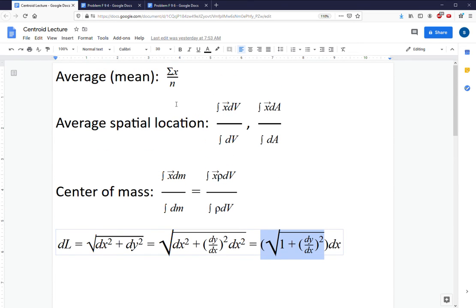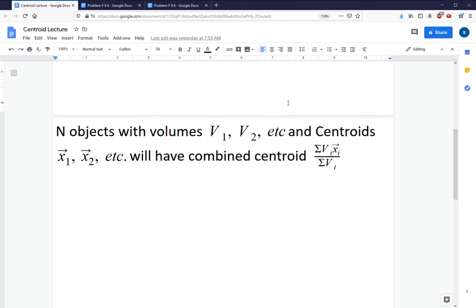Now, all of this right here works if you have a single well-defined object. But sometimes you don't. Sometimes you have an object that has all sorts of boundary conditions and what have you. Sometimes it's easier to take an object and break it up into individual pieces, because combining the pieces and finding their centroid or center of mass, this also works for center of mass, is actually not that difficult.